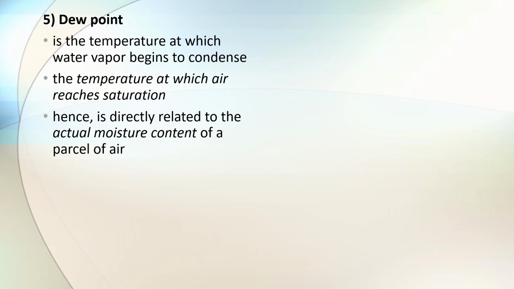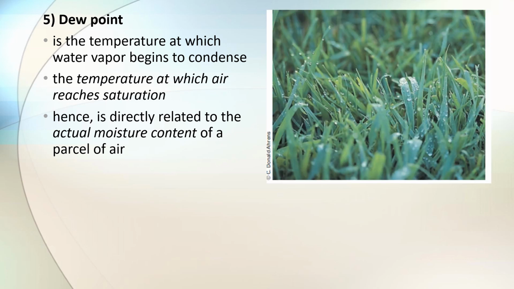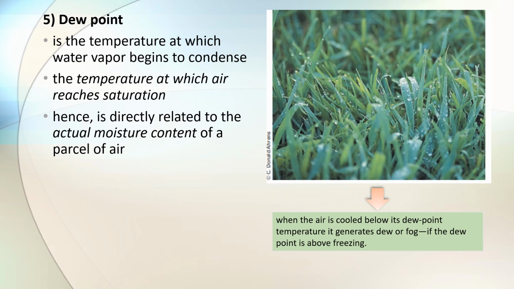So it begins to condense at this temperature, therefore it is directly related to the actual moisture content of a parcel of air. And this is the example of the dew, morning dew. This dew actually happens when the air is cooled below its dew point temperature.